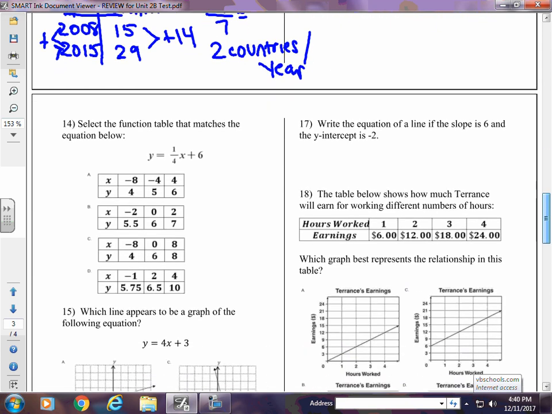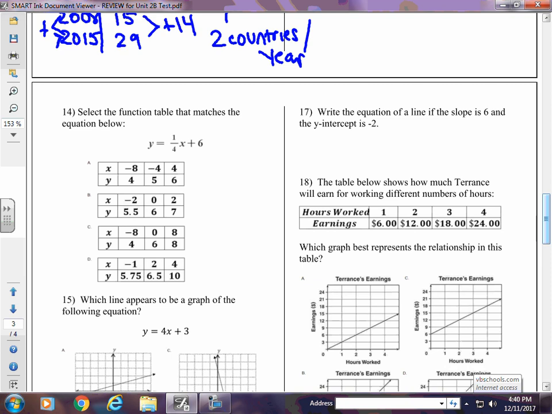Okay, for number 14, you're picking the table that matches the equation. So the first thing you want to do is start plugging in the x values and see if they make the y values. So if I plug in -8, 1/4 times -8 plus 6. Well, 1/4 times -8 is -2. -2 plus 6 is +4. So the first one worked. Then you go to the second one and you change that number and do the math again. So this time we want 1/4 times -4. Well, that's going to make a -1. -1 plus 6, that is a +5.